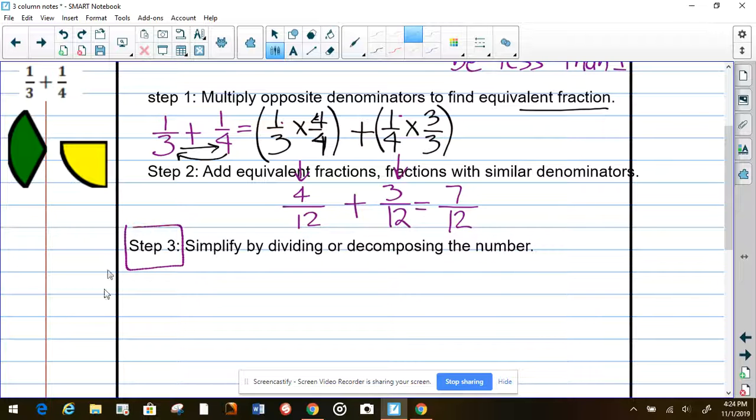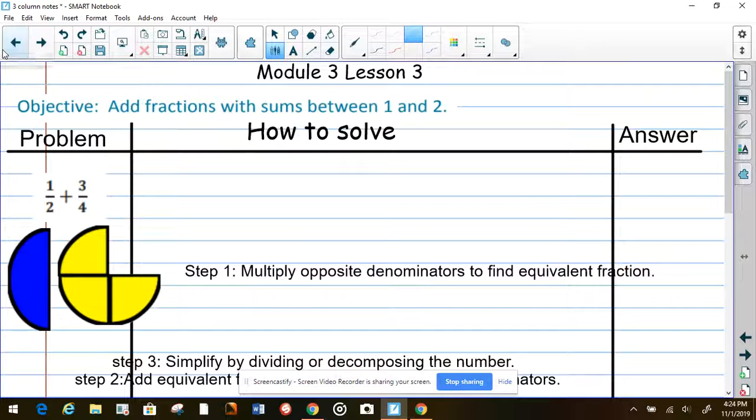We have to do a step 3. We have to simplify. And we're going to divide or decompose a number. Let's try one more. Okay, now we have 1/2.